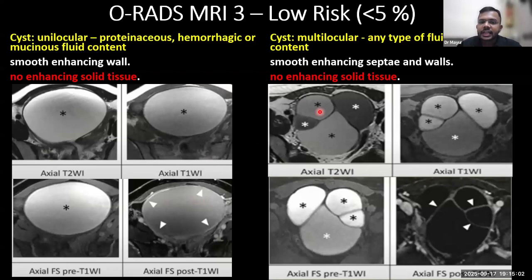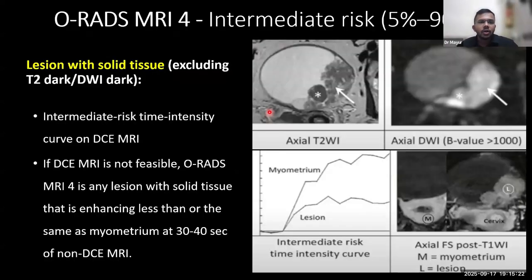Multilocular cysts with any type of fluid content showing smooth enhancement of septae and its walls, but no enhancing solid tissue, are also included in O-RADS 3. So, up to O-RADS 3, there should be no enhancing solid tissue seen. O-RADS 4 and O-RADS 5 category lesions are lesions with solid tissue.